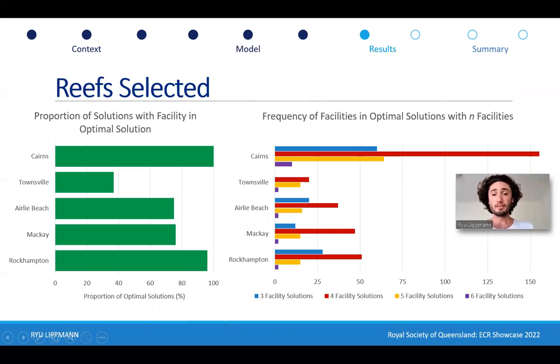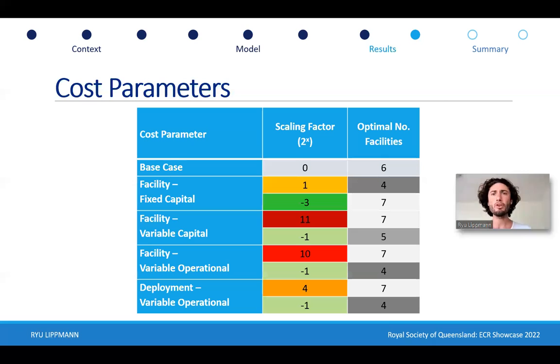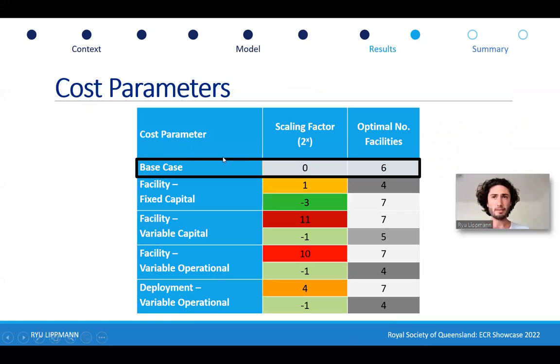So in reality, it's a surprising result to show low confidence in Townsville as an optimal location, because Townsville is a regional centre. So then we look at adjusting cost parameters to assess the benefits of setting up facilities in Townsville. Here we've scaled each cost parameter by an integer power of 2. The base case is this top row, which is our initial assumption and which we've used to compare against. And then we've included solutions outside of a threshold with the 6 optimal facilities.